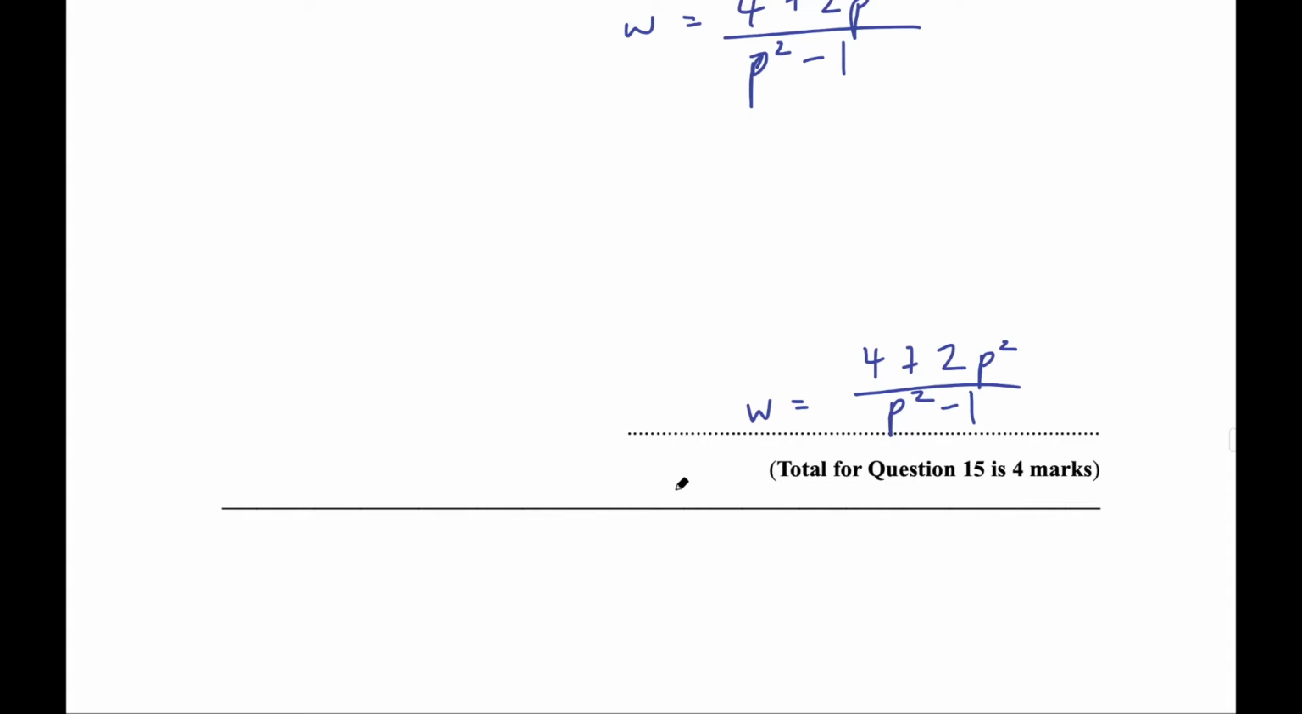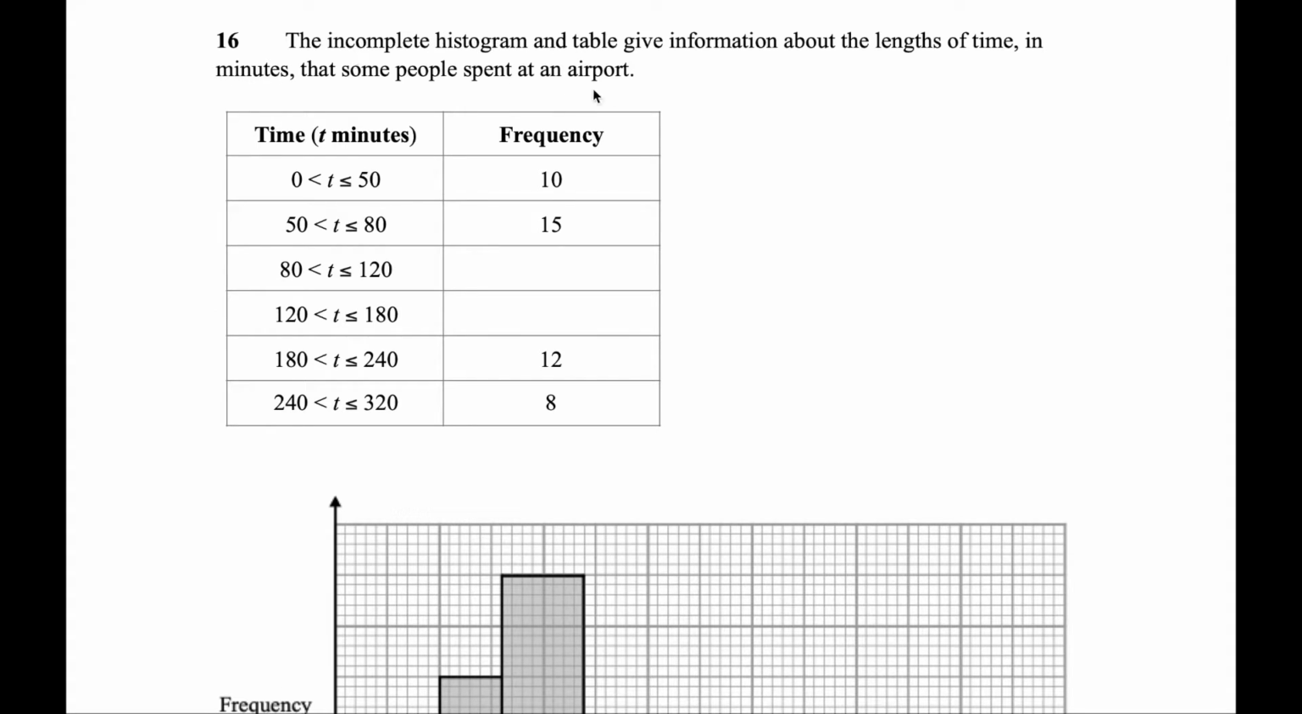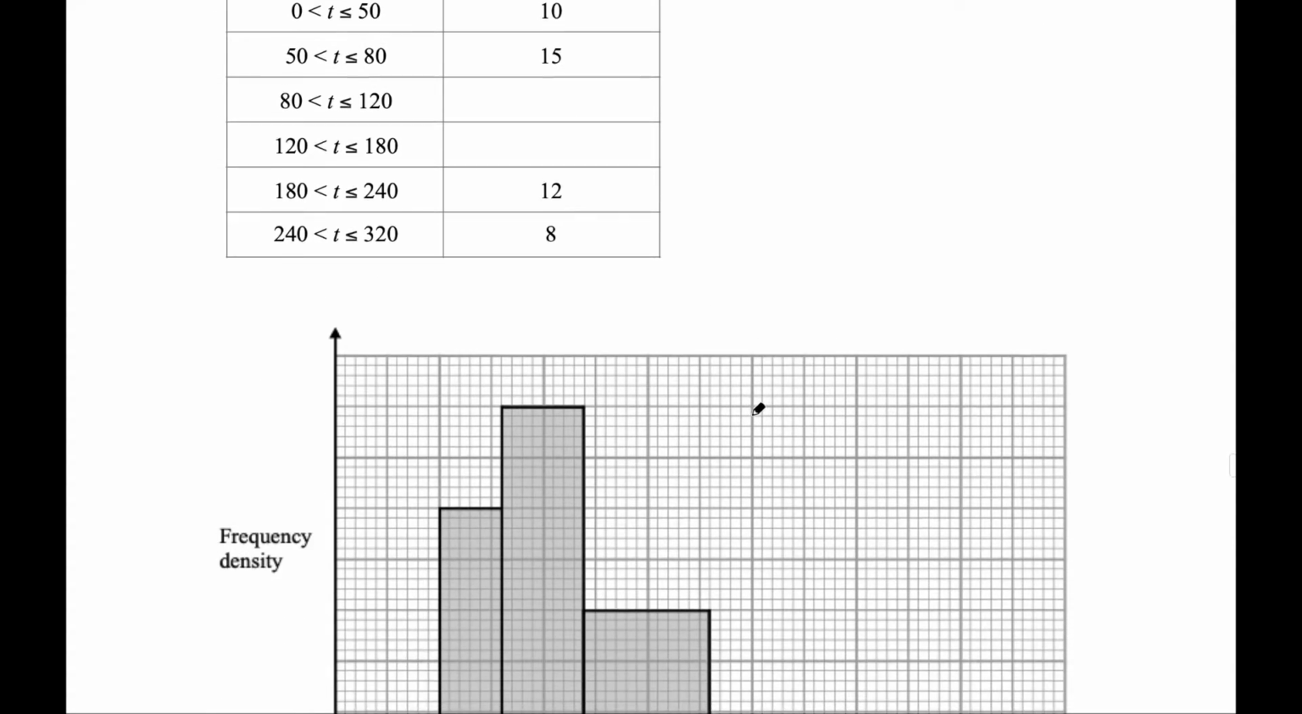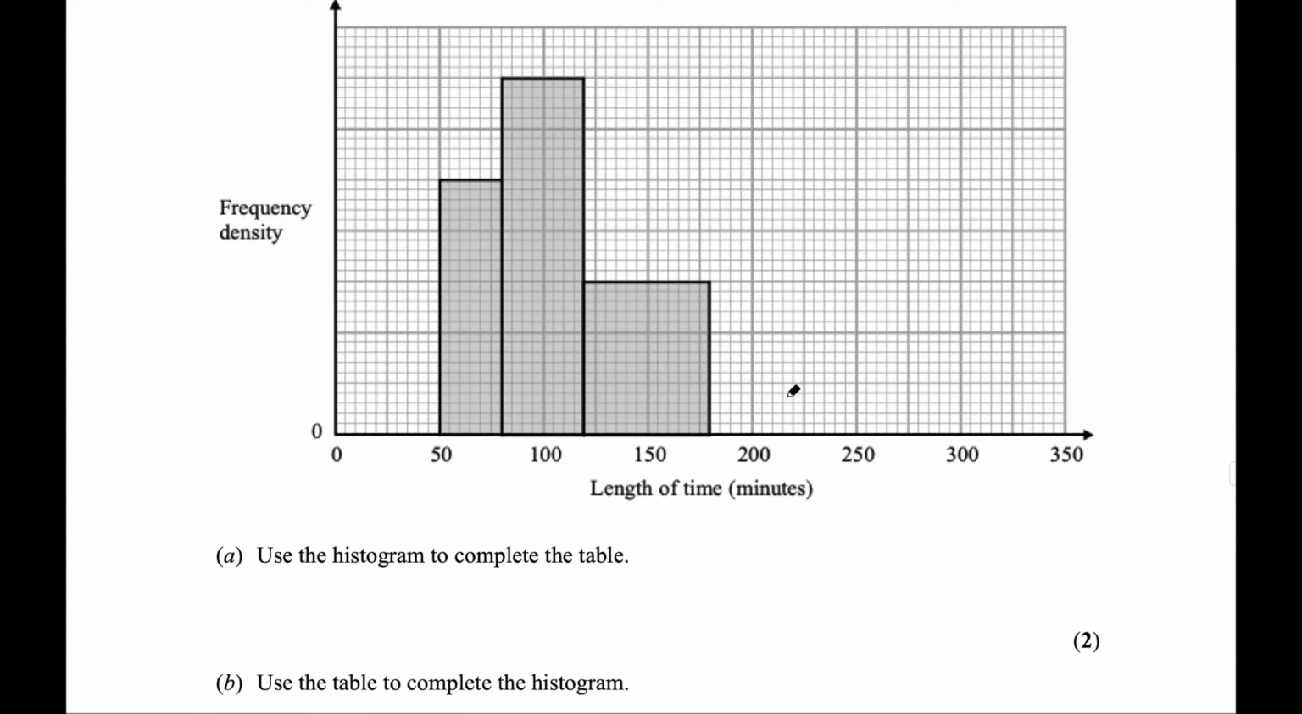Question 15 for 4 marks. Question 16 says the incomplete histogram and table give information about the lengths of time in minutes that some people spent at an airport. Okay, so here we have the table. It is incomplete, as they say, and these are the times and the frequencies that people stayed at the airport. Okay, fine. Here's the histogram. Part A says use the histogram to complete the table.